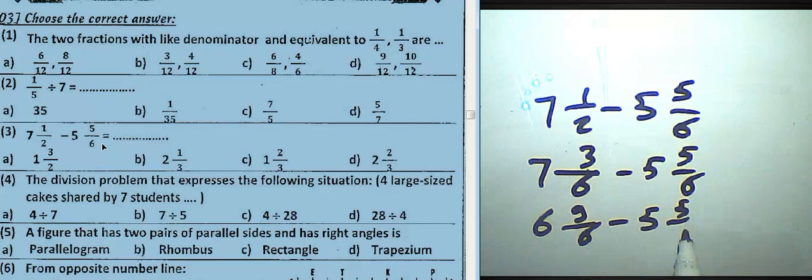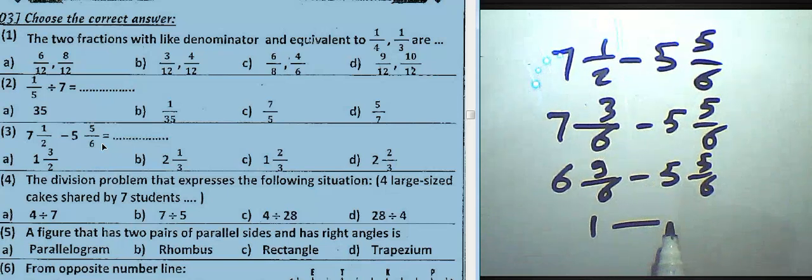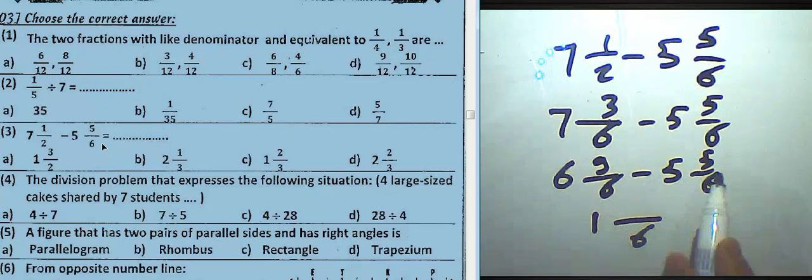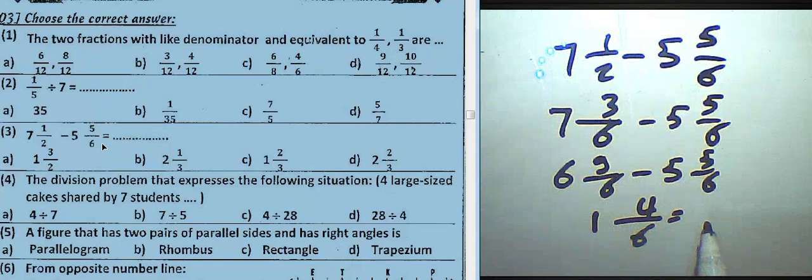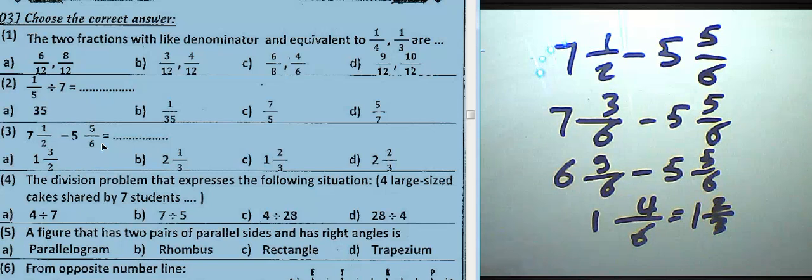Subtract 5 and 5/6, 6 minus 5 equals 1, and you can write 6 in the denominator here. 9 minus 5 equals 4, and you can complete this example by simplifying 4 over 6. 4 divided by 2 equals 2, and 6 divided by 2 equals 3. The result will be 1 and 2/3. Letter C, the result.